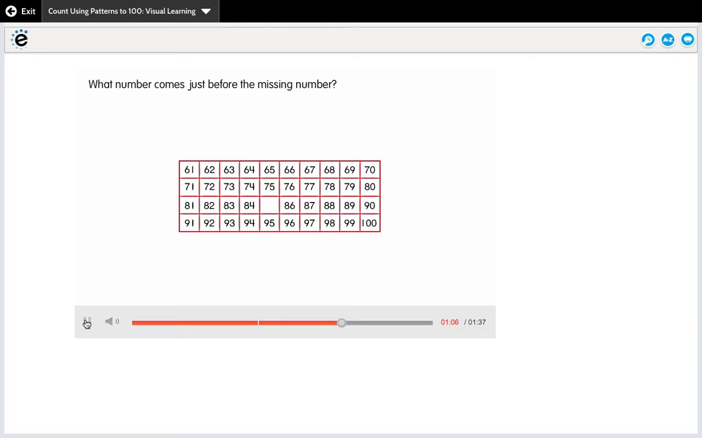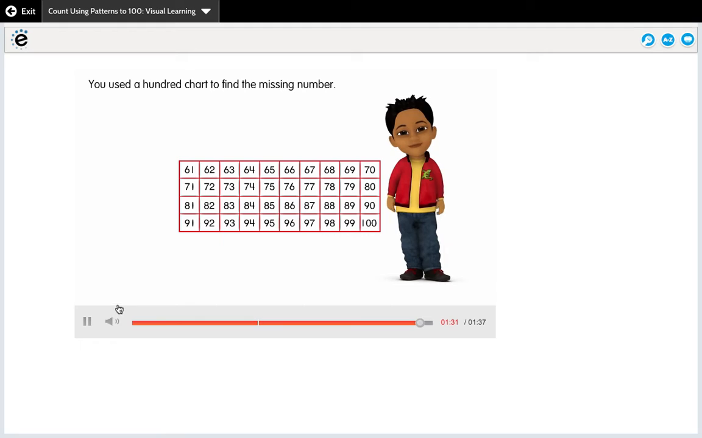What number comes just before the missing number? 84 comes just before the missing number. What number comes just after the missing number? 86 comes just after the missing number. 85 is missing. You used a 100 chart to find the missing number.